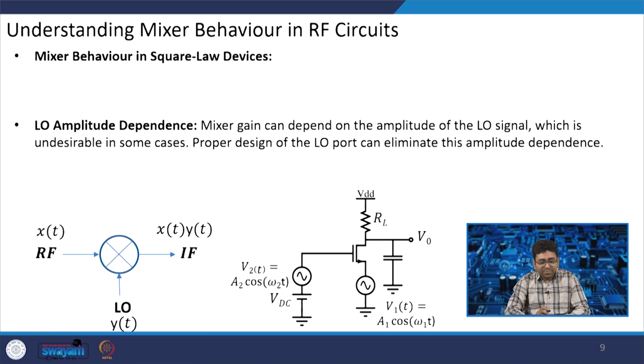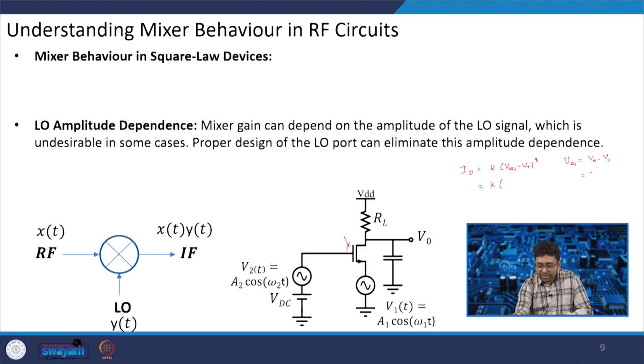So, same thing, mixer behavior in a square law device. Here a MOSFET is a square law device, and we all know what the ID of a MOSFET is. It is K into (VGS minus VT) whole squared. So, what is the VG here? If we want to write VGS, that is VG minus VS.